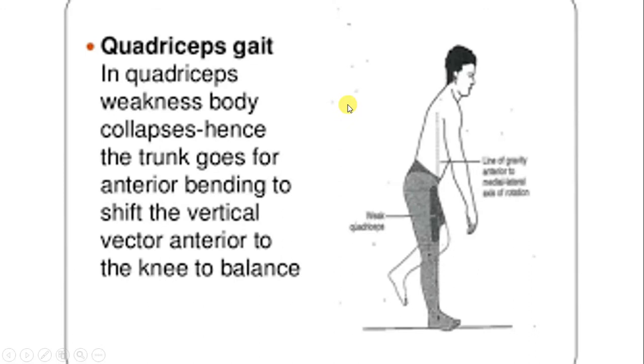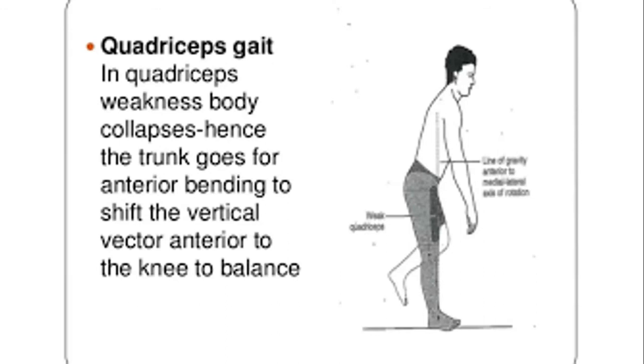And with the weakness, the body collapses, hence the trunk goes for anterior bending to compensate it, to shift the vertical vector anterior to the knee balance. Because the quadriceps are paralyzed, the body will bend forward to compensate for this, to shift the vertical vector anterior to the knee balance. Here we can see. And then this gait that develops will be called quadriceps gait.